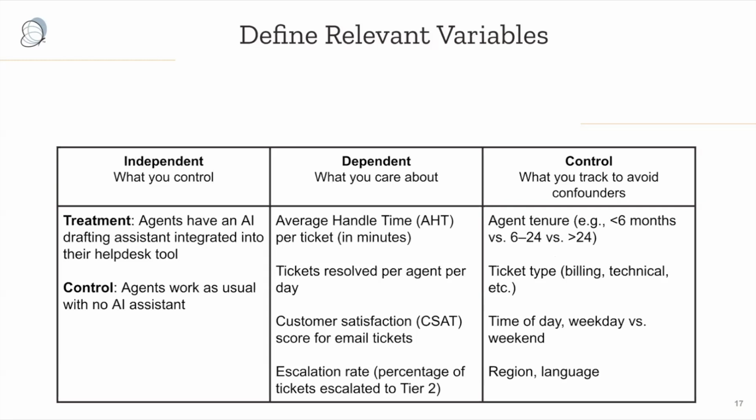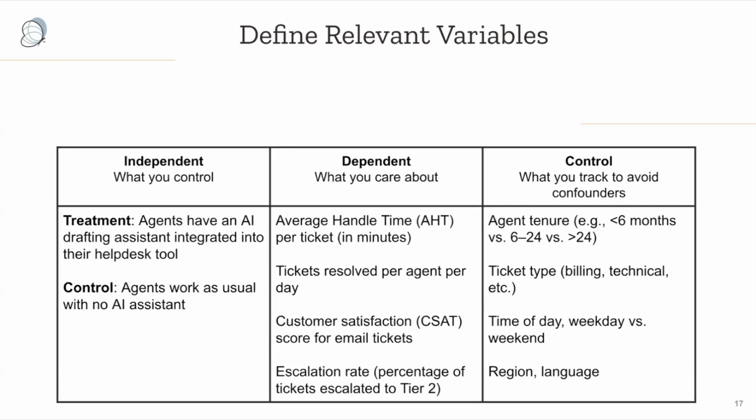And then the final bucket, super important actually, is what do you want to track to avoid confounders, right? The idea here is if you take some people and give them the AI interface and some people and don't give it the AI interface, you have to be careful about who you give it to, because it might be that there are certain ticket types, like maybe requests for technical help, that are just harder to deal with than billing.